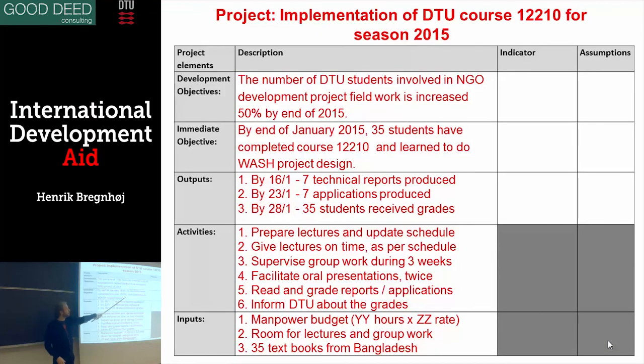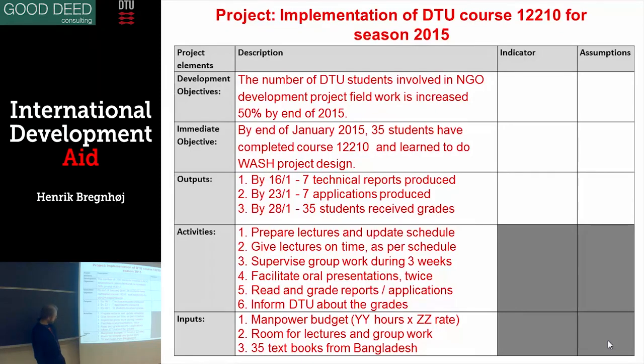It can be more difficult to measure if you learn how to do project design here. It's more complicated. But at least the way we can see when the course finished is that we have some reports. So what are the activities we have to do there? We have to prepare some lectures, update the schedule, that is what I'm doing. Give the lectures on time, per schedule. I have to supervise group work during 3 weeks. Torbjörn and I have to do that. We facilitate your oral presentation the Wednesdays, 2 times. We have to read your reports, give you some grades, and we have to inform DTU about the grades. So these are the activities we have to do.